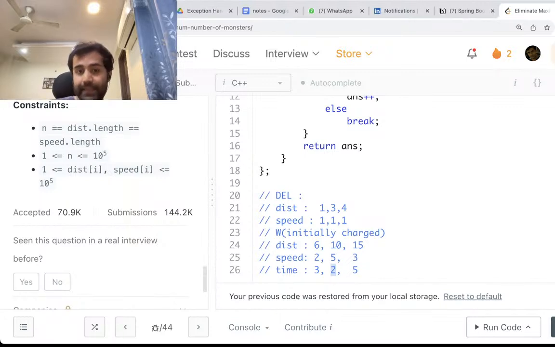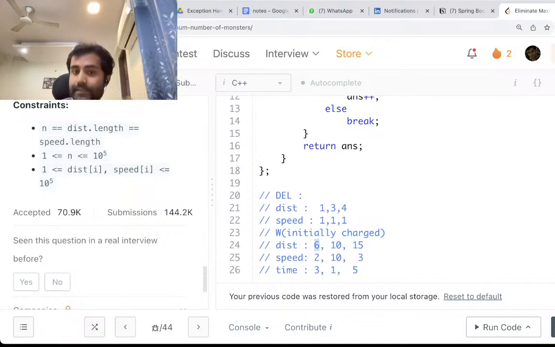See, in the other case, let's say the speed of this one was even higher. Let's say the speed was 10 units. If the speed was 10 units, this monster would have reached you after 1 minute only. And now this would mean that if the first monster you choose to kill is this, then will you be able to kill the other monster, which is this? The answer is no.